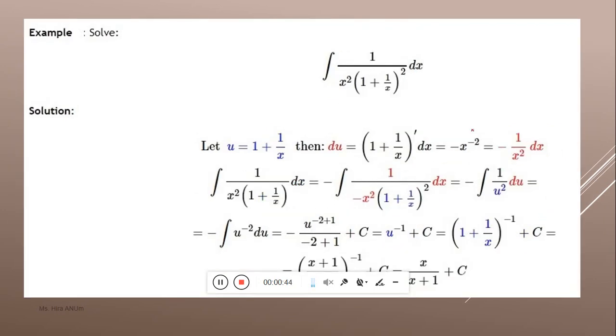Solve this integral 1 over x square times (1 plus 1 over x) whole square. Taking the function 1 plus 1 over x as u, its derivative becomes minus 1 over x square dx. So now we can put du equals minus 1 over x square dx, and putting this value, it becomes integral 1 over u square du, which equals minus integral u to the power minus 2 du.